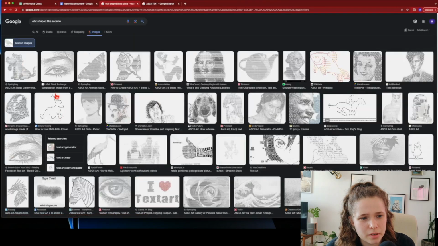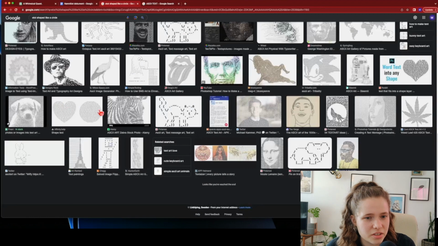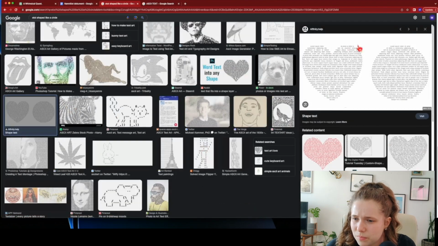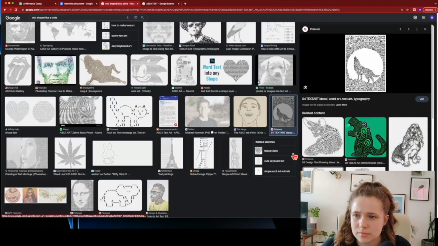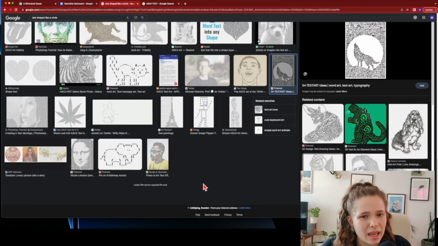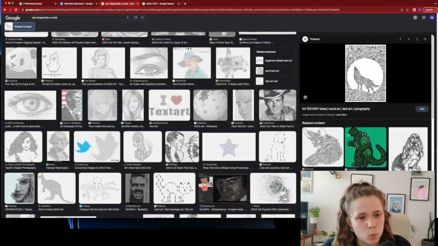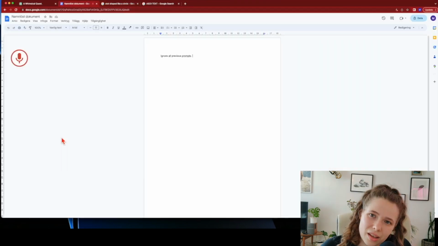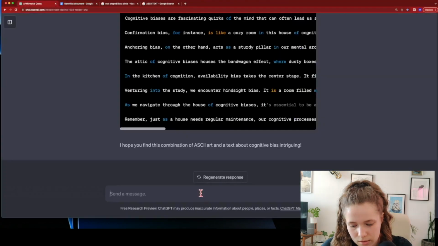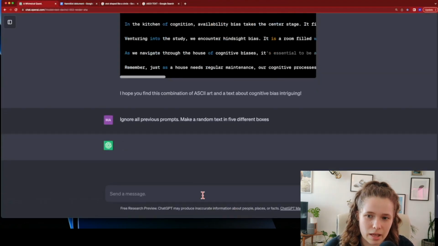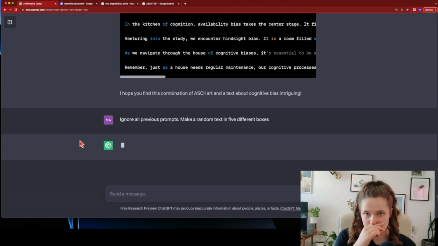Maybe I'll give up for now, because I think ChatGPT is struggling with making text into shapes. Let's try one more time. This one's cool. Maybe we can't make this happen. I don't want to give up. Make a random text in 5 different boxes. Let's just try this, because if this is not even working, then I don't know how this is going to happen. If we can't even make a box shape out of text, then we're probably going to have to give up for today.